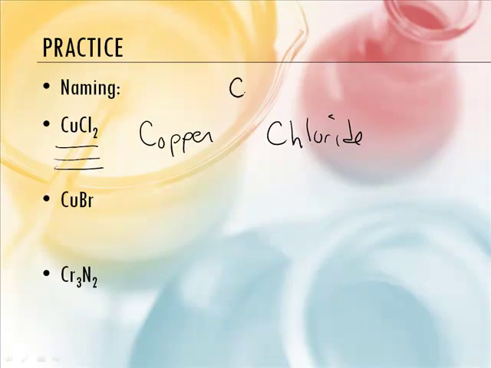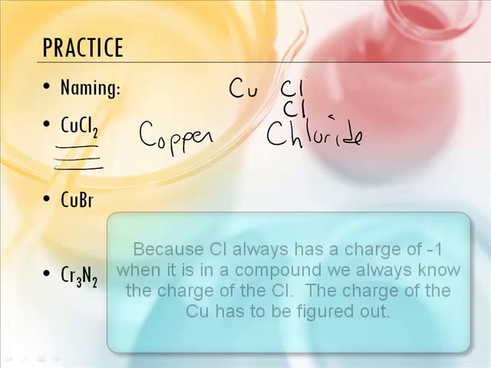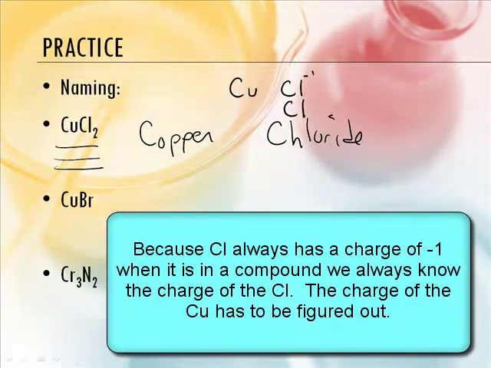So chloride is always minus one. And you have Cu, Cl, Cl, because we have two chlorides. That's what that little two down there means. So here's where those numbers come in. Put a minus charge by each of the chlorides. Negative one.